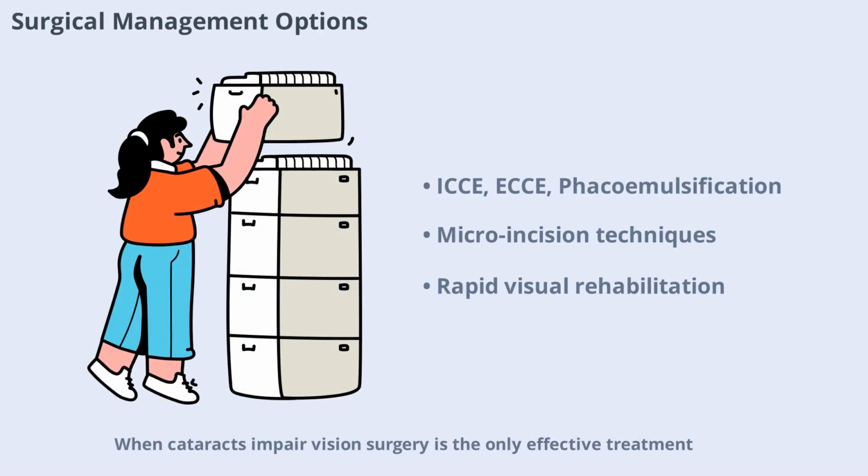When cataracts impair vision, surgery is the only effective treatment. Three main approaches exist: intracapsular extraction, extracapsular extraction, and phacoemulsification with foldable intraocular lens, IOL, implantation. Each method has unique procedural steps, advantages, and limitations. Modern phacoemulsification, using ultrasonic energy and microincisions, offers rapid recovery and minimal astigmatism, but requires advanced skills and equipment.